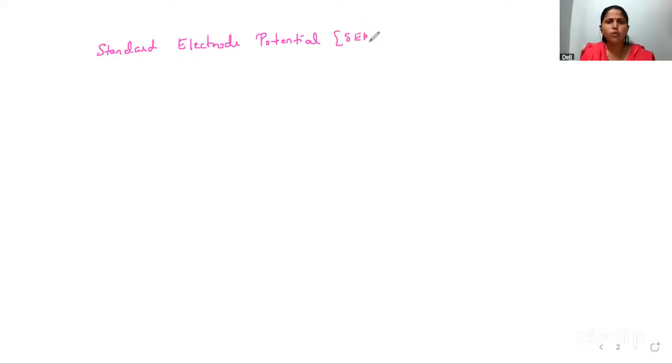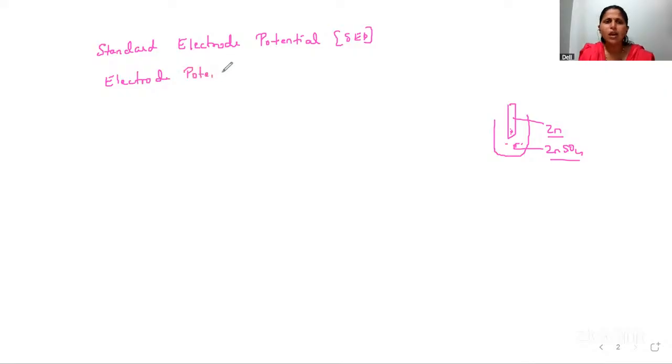Standard electrode potential. So what electrode did we have? Either cathode or anode. Between the electrode and its electrolytic solution, there exists a potential. We call it electrode potential. In the first half cell, I had a zinc rod and ZnSO4 solution. Between this zinc rod and ZnSO4 solution, between the electrode and the electrolyte, there is some potential. I call it electrode potential.